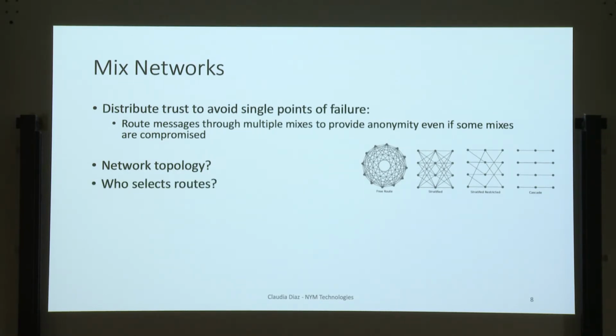Who selects the routes? Is it the sender of the message, or do each of the intermediaries decide on the next hop?